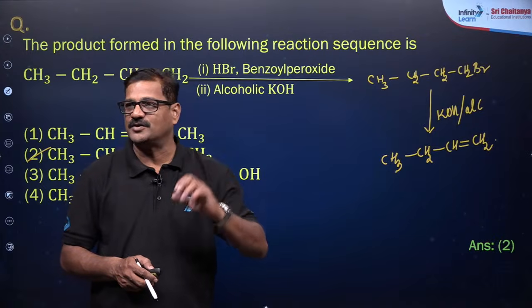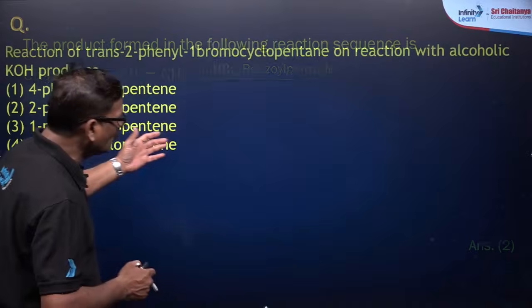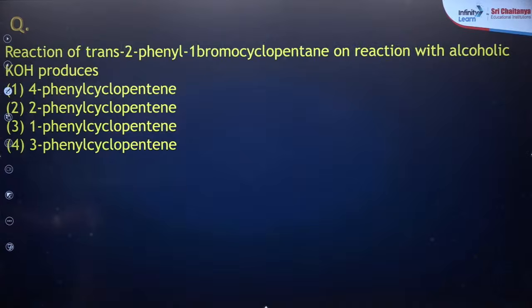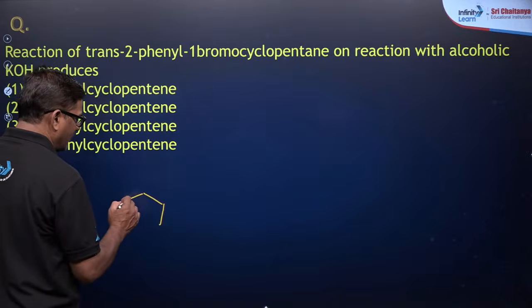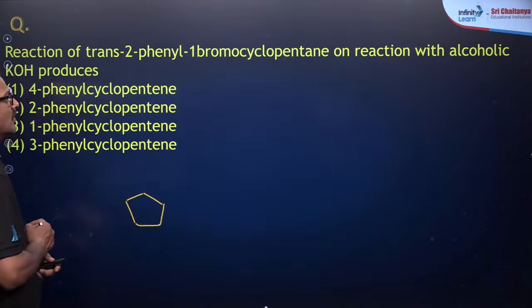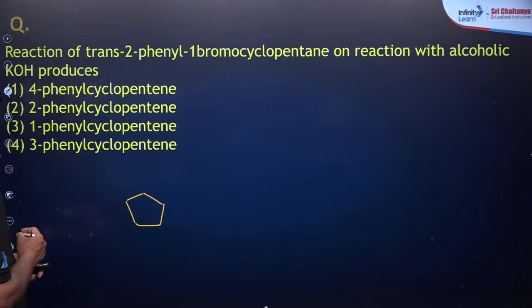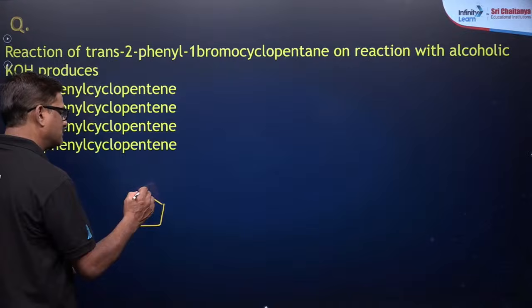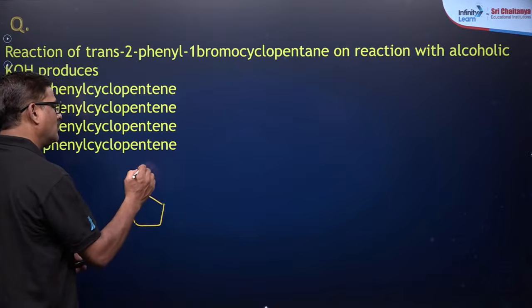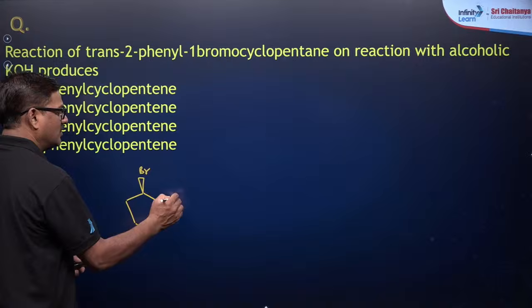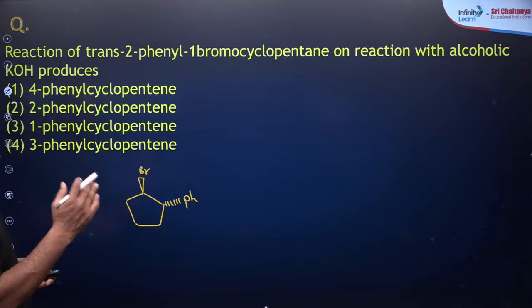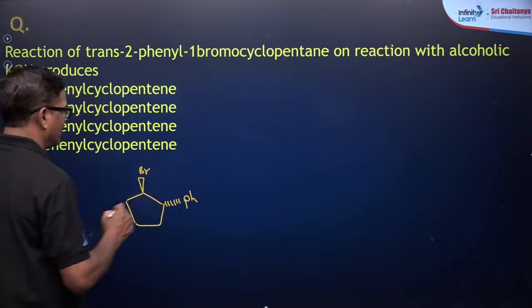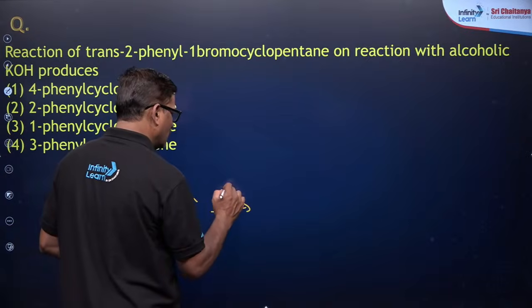Bacho, I am expecting you to give the answer. One more question. Reaction of trans 2-phenyl-1-bromocyclopentane. So, this is cyclopentane. Okay, 1-bromo-2-phenyl. So, trans, 1-bromo and here it is going to be 2-phenyl. Okay, and the reaction of this with alcoholic KOH. Alcoholic KOH.